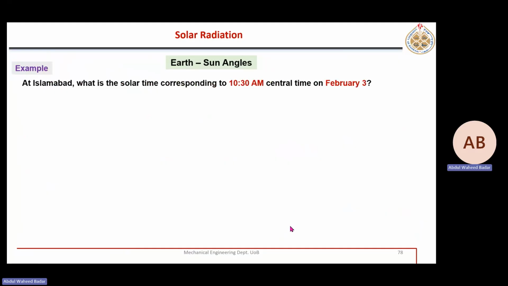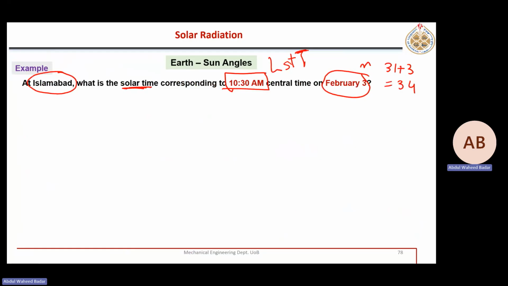Right. So at this location, I want to find out what is the solar time when the local standard time is 10:30 on February 3. It means the nth day of the year is known, right? So February 3 means 31 days of January plus 3 days of February. So n is 34.